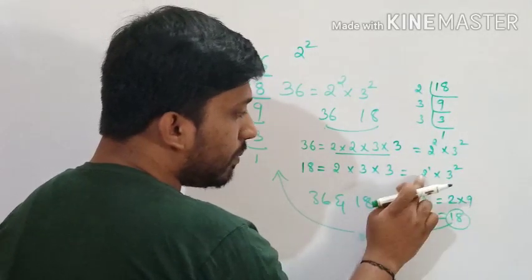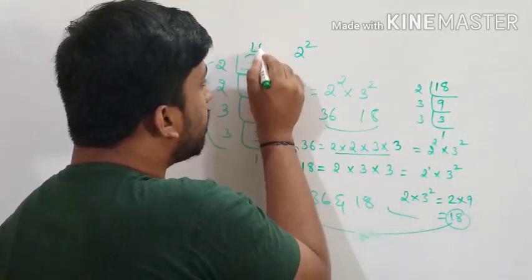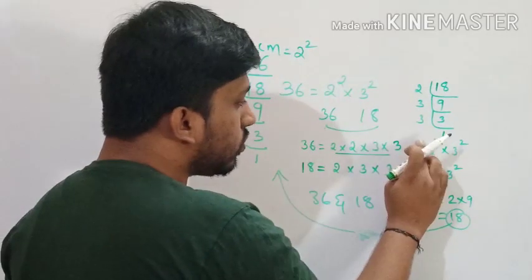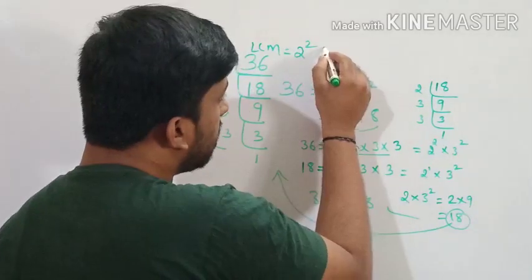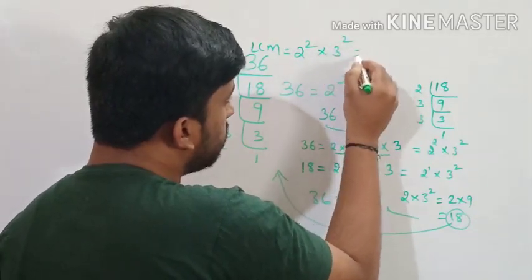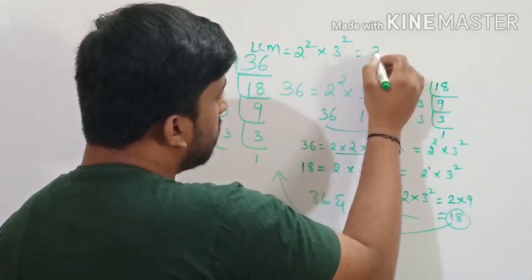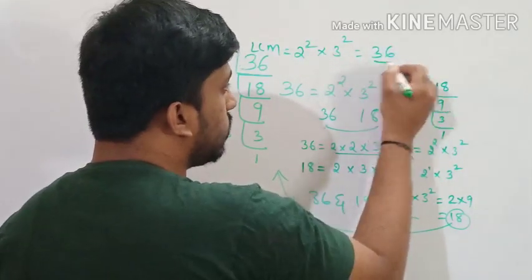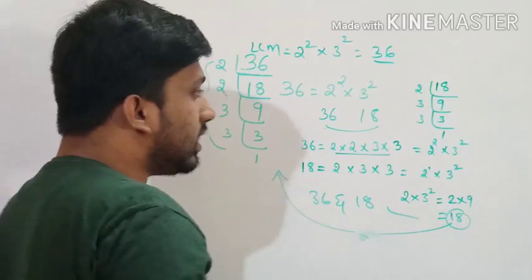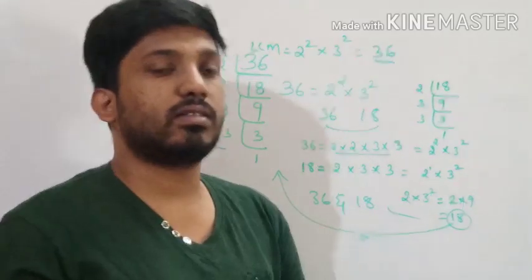Both are common, but the highest power I am taking for LCM. So 2 square, and here it is again 3 square. So this becomes 36. So 36 is the LCM for 36 and 18.